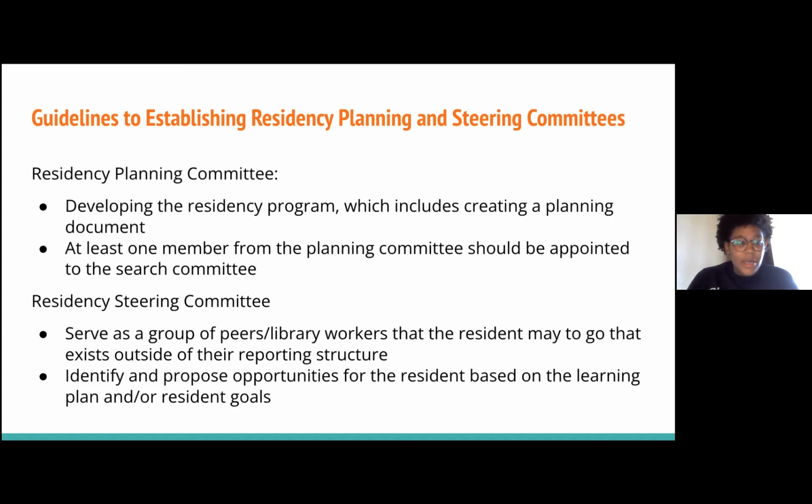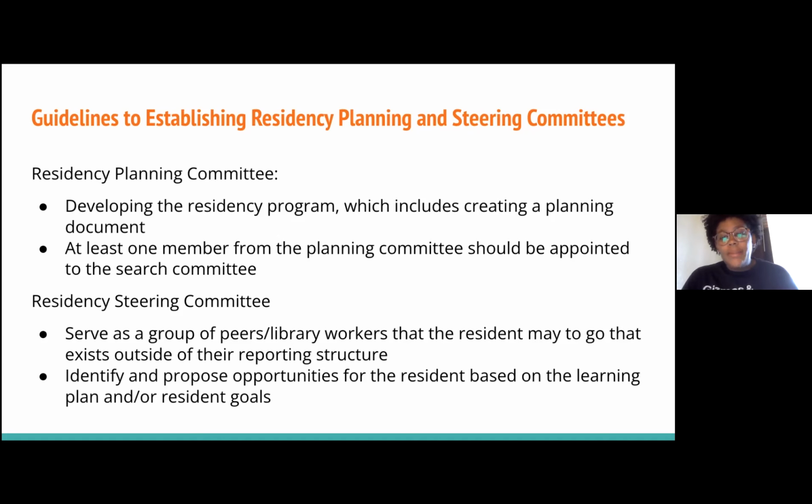The residency steering committee, on the other hand, is a committee that serves as a group of peers and library workers that the resident may go to for assistance and exist outside their reporting structure in case of issues during their placement. The steering committee can provide assistance with post-residency job searches and to help prepare for job interviews, such as mock interviews, help with CVs and cover letters. If there is a learning plan, then reviewing the learning plan or goals for the residents to ensure that the activities are appropriate to the residents' goals.